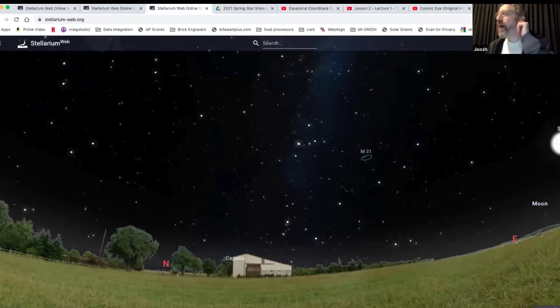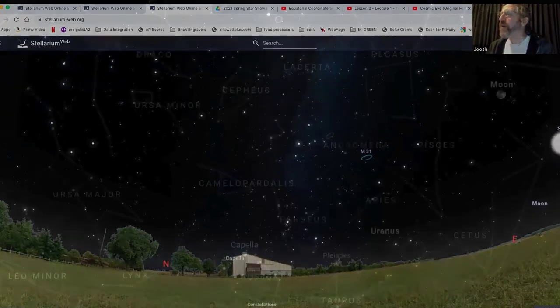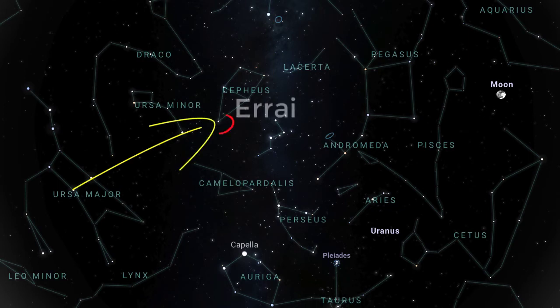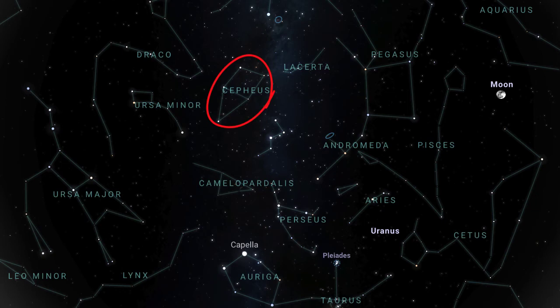Pretty cool. Now, here's how you get to the rest of the stars in the Perseus myth. You follow the pointer stars of Ursa Major to the North Star, and you keep going. Boom! The next star you hit is one of the brighter stars in Cepheus. Cepheus may be based on Cheops, the king of Egypt, but Cepheus is the mythical ruler of Ethiopia.